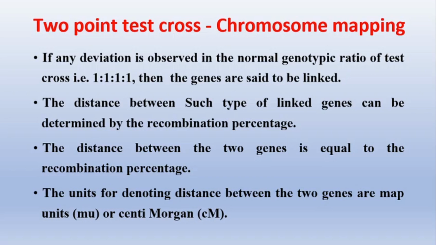How we can calculate the distance? It is based upon the recombination percentage. So simply the recombination percentage of the two genes is nothing but the distance between the two genes, or simply the relative distance between the two genes. So the map units, the centimorgans, are the main units for denoting distance between the two genes.